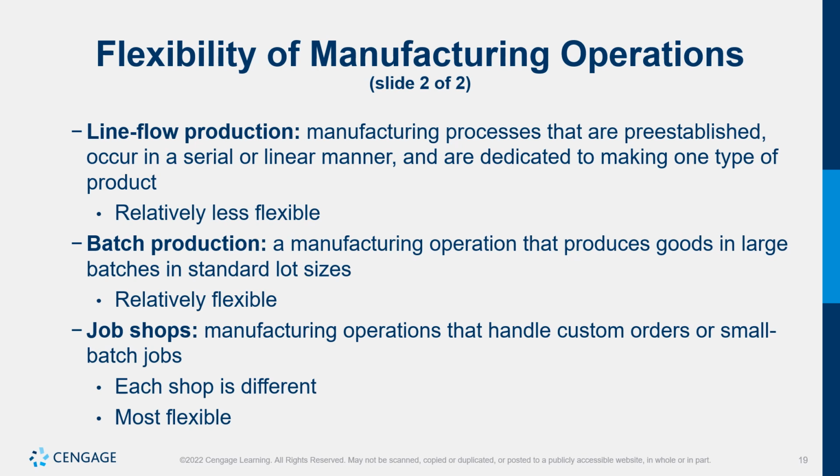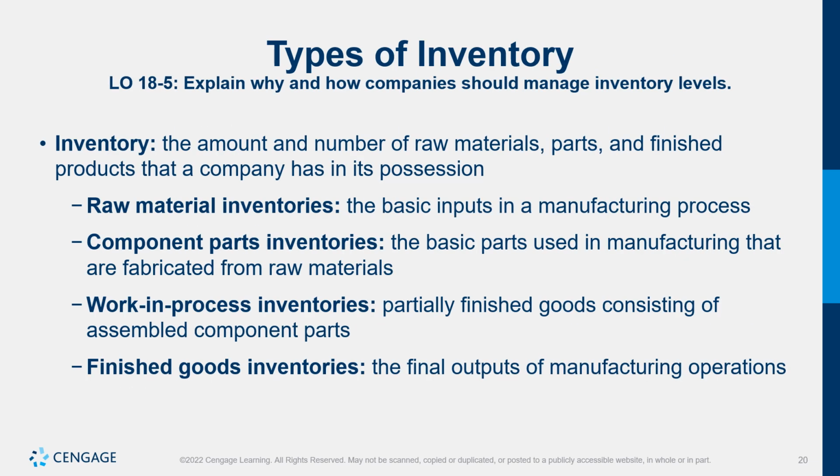Line flow production processes are pre-established, occur in serial or linear manners, and are dedicated to making one type of product. Batch production involves manufacture of a large batch of different products in standard lot sizes. Job shops are typically small manufacturing operations that handle special manufacturing processes or jobs.